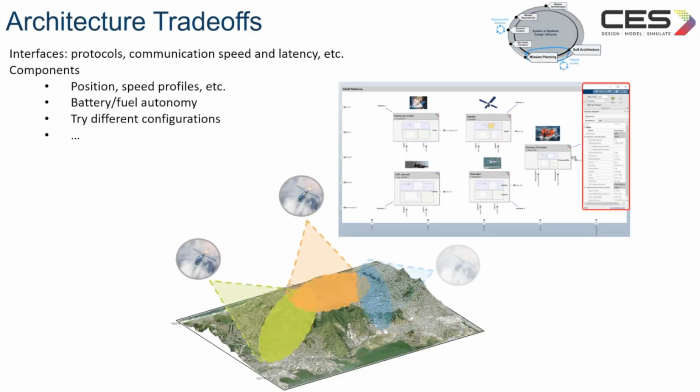Now, let's take a look at architecture trade-offs. This is very important. The trade-off analysis is a fundamental part of mission engineering because mission success depends on the balance of multiple and competing factors. To improve one capability often impacts another. For example, increasing the sensor coverage may require more power. Adding more assets may improve mission performance, but increase the cost and the complexity.